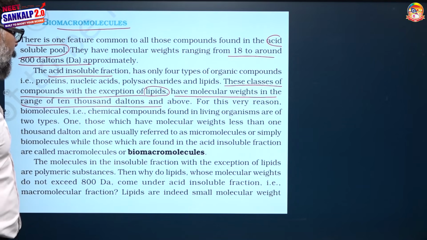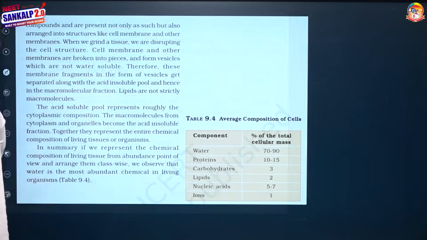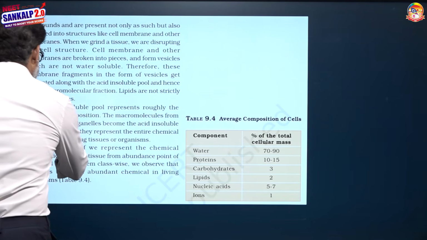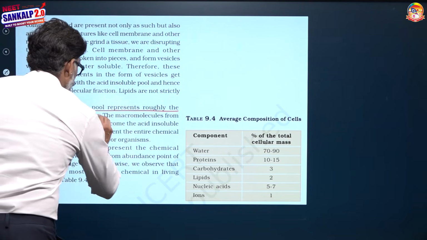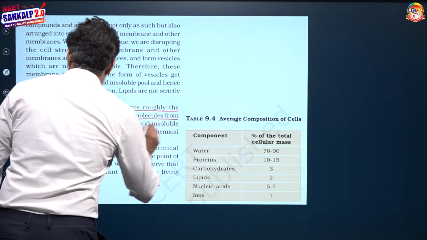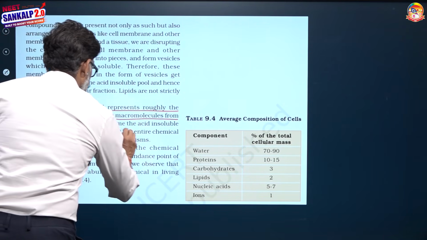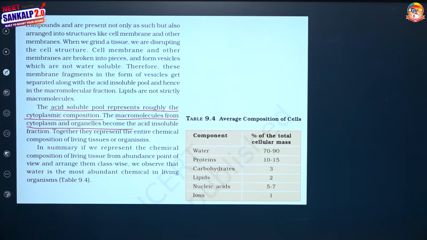Then why do lipids, whose molecular weight does not exceed 800 Dalton, come under the acid insoluble fraction? We have already discussed. The acid soluble pool, this line also represents roughly the cytoplasmic composition. Second, macromolecules form the cytoplasm and the organelles. The macromolecules from the cytoplasm and organelles become the acid insoluble fraction.